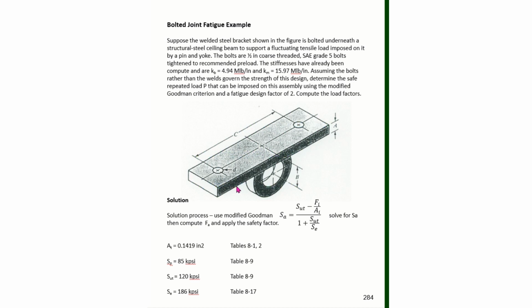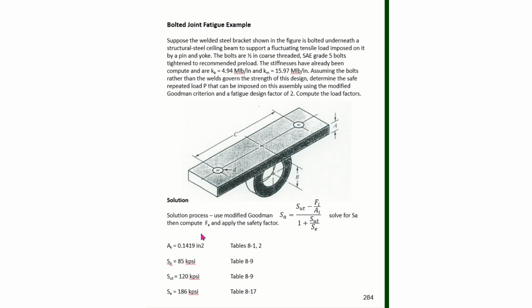Compute the load factors. To do that, we need to realize that our load is a load that is applied and released. So it's not a completely reversed load, but it goes from 0 to a P max. The solution process for this is we will use the modified Goodman expression for our failure, and we'll solve this expression for SA, and then we'll compute the alternating force and apply the safety factor.